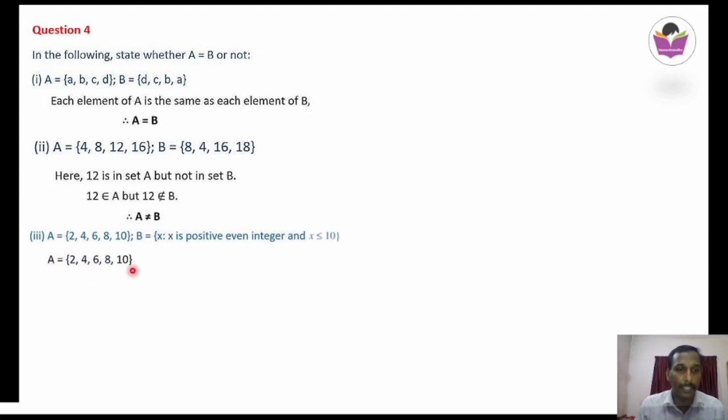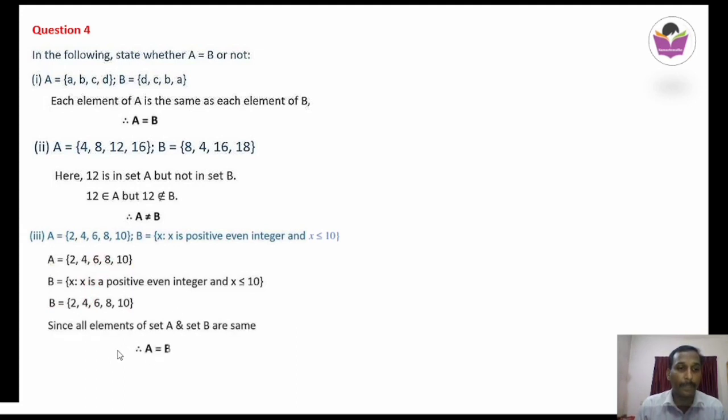So let's write it. A as it is will be there, and B, when you write x is a positive integer, x less than or equal to 10 means numbers which are less than 10 should be even numbers also. So 2, 4, 6, 8 and 10. So here less than or equal to symbol is there, because of that 10 is also included. If this equal to symbol is not there, we will be taking only up to 8. Clear? A and B are having exactly the same elements. So because of that, A and B are equal, that is A equal to B. Move on to the fourth question.